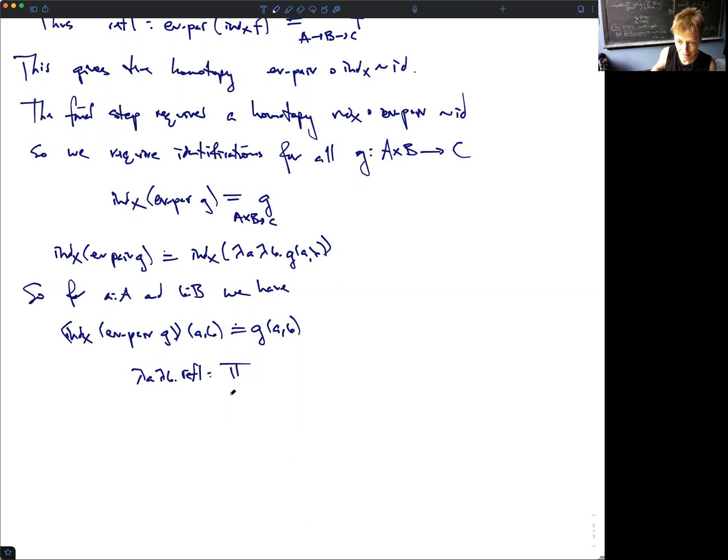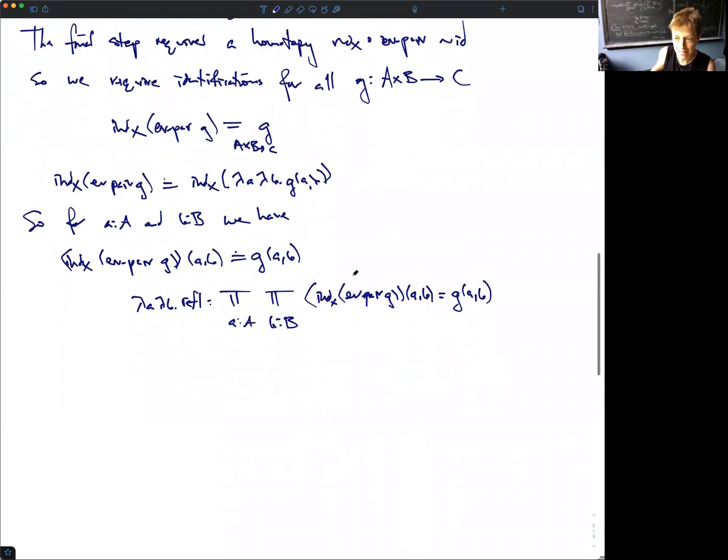is an inhabitant of the type that takes an A and a B, and produces an identification between this induction of this evaluation pair G at A B and G A B. So here I'm using the identity type, but because I have a definitional equality, that gives me a term in the identity type. Okay, so this is not quite what we need.